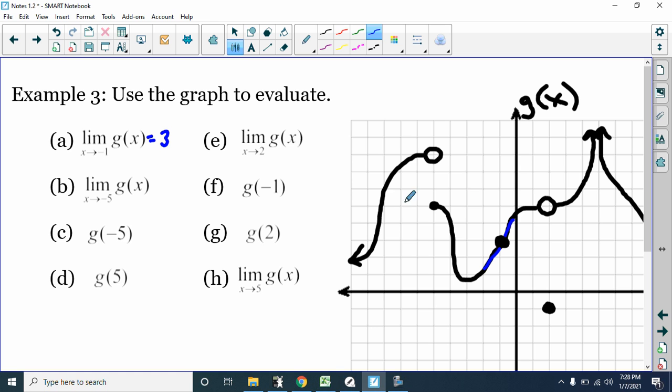Part B, the limit as x approaches -5. 1, 2, 3, 4, -5's right here. As I come into the left and the right, those are two different y values. Therefore, the limit as x approaches -5 of g of x does not exist. G of -5, when x is -5, the y value is 1, 2, 3, 4, 5.